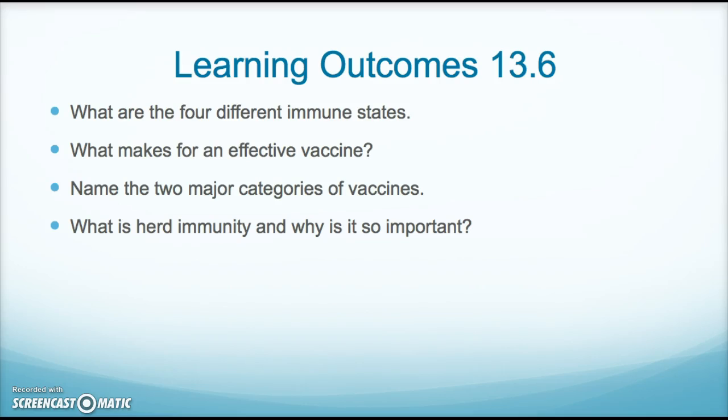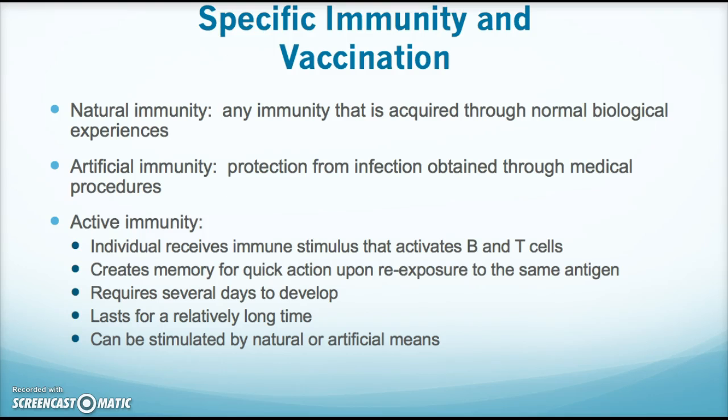The learning outcomes for this one are looking at different immune states, and then we're going to talk about vaccines, what makes an effective vaccine and how we categorize them, and then why vaccines are so important, especially when we're talking about herd immunity. So we're going to start with specific immunity and vaccination.